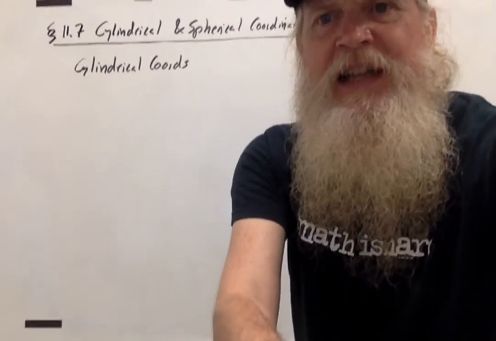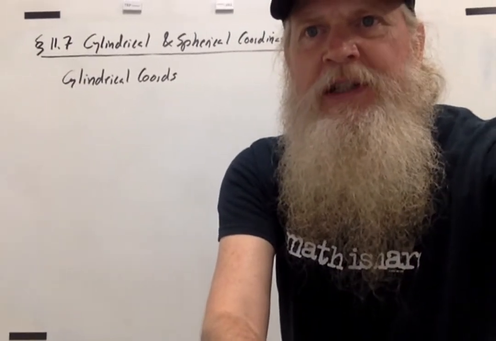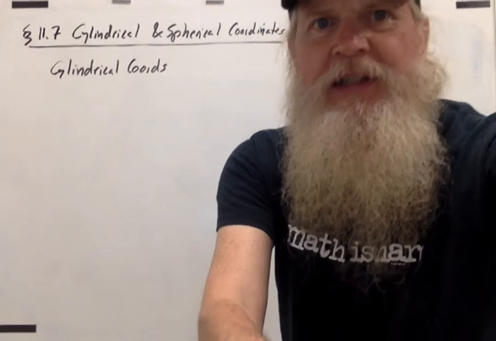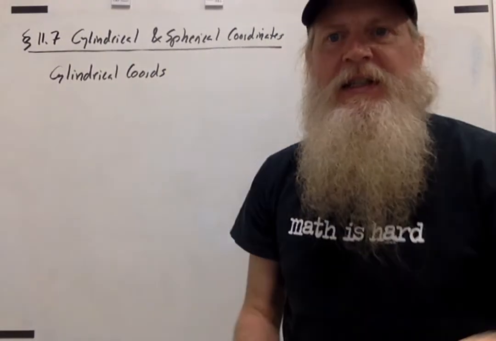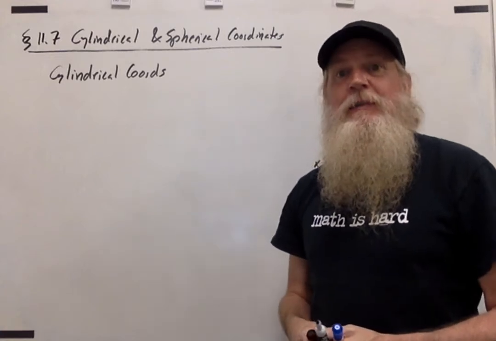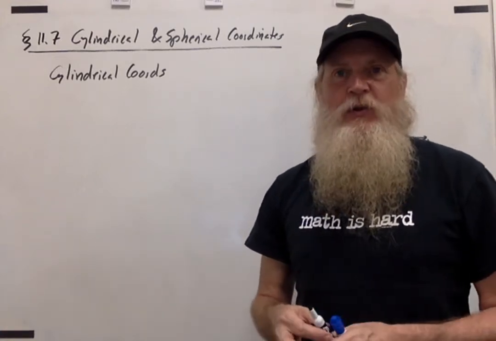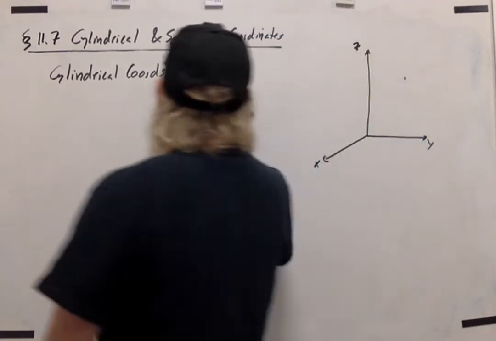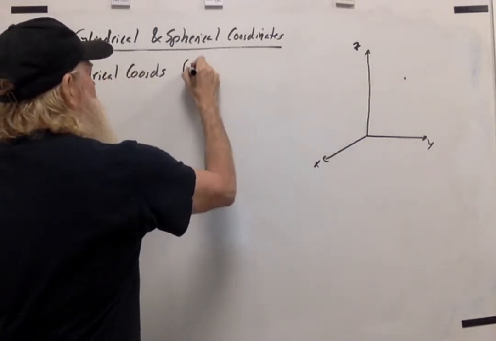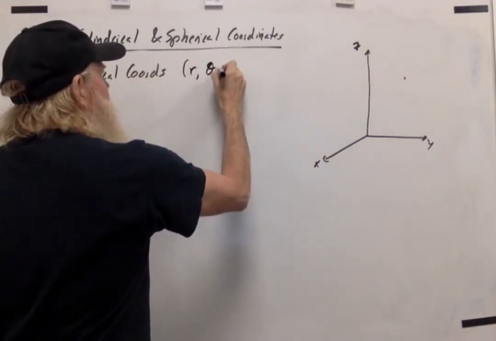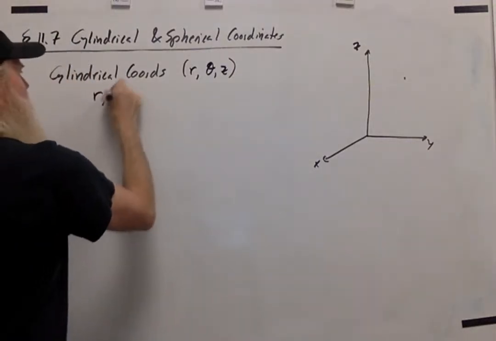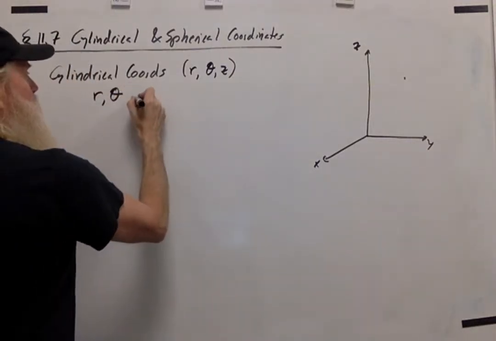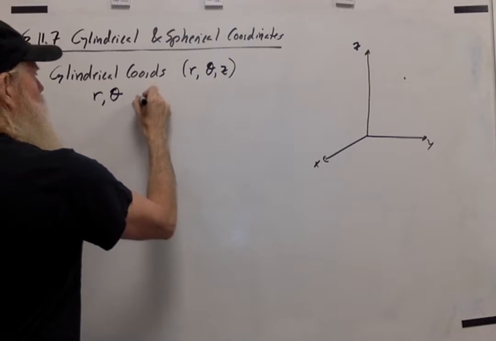In section 11.7, we're going to look at a couple of other coordinate systems other than rectangular coordinates. The two most important sets are these: cylindrical coordinates and spherical coordinates. Let me introduce cylindrical coordinates first. There are three cylindrical coordinates: r, theta, and z. R and theta have the same rules as in polar coordinates.